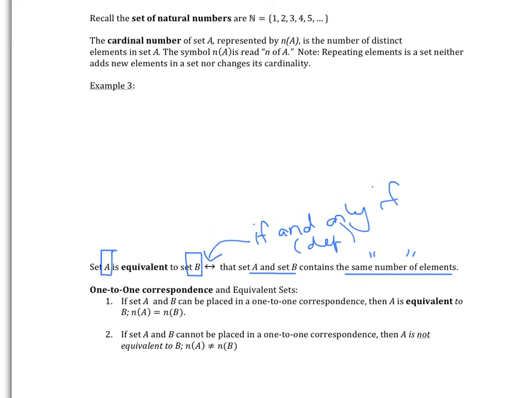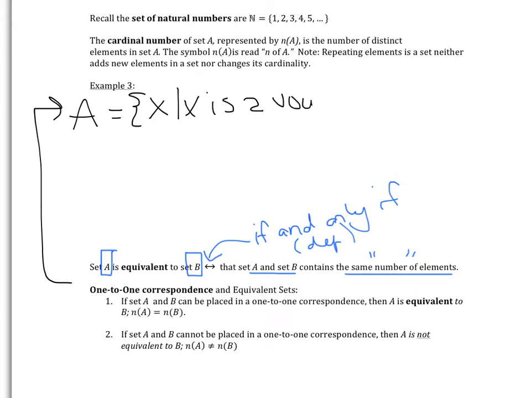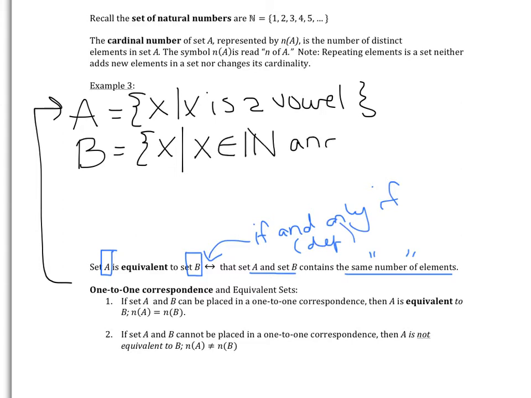I'm going to pretend this is our piece of paper here. I'm going to write it here. So let's say I give you a set. Set A is going to be, and I'll write it in set builder notation because this is good practice, x such that x is a vowel, and set B is going to be the set of all x, elements, such that x is an element of the natural numbers, and we have this inequality.